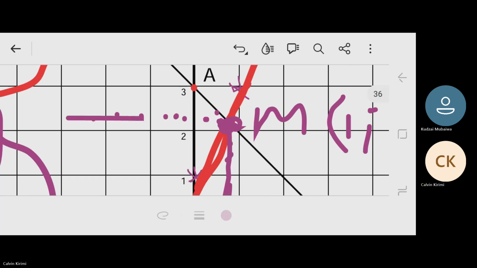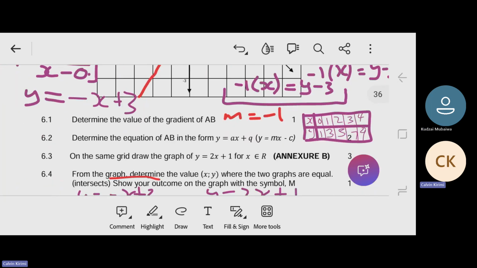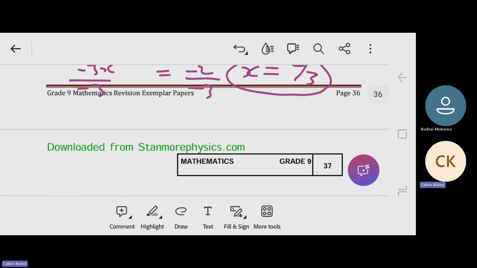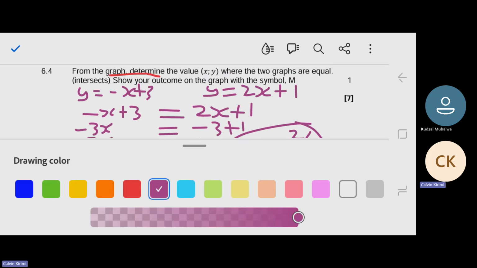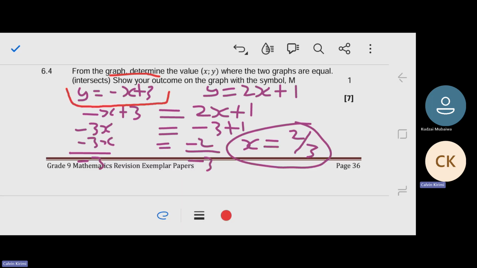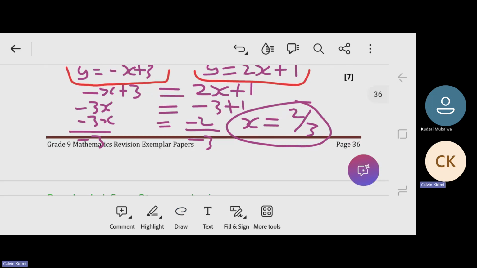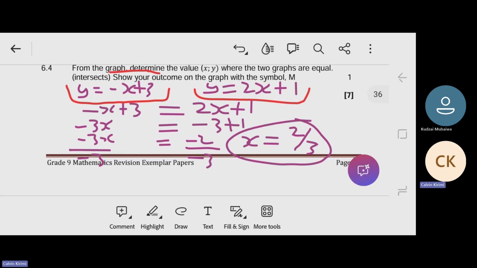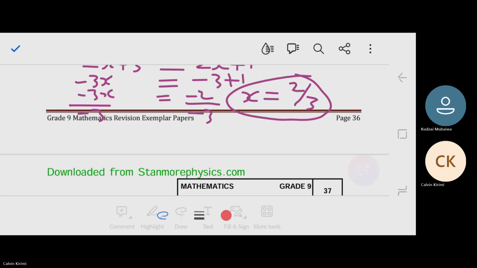So let's check the y value at that point. We are going to replace this 2 over 3 into any of these equations, the first equation or the second equation. It does not matter. You get the same. So let's substitute into the first equation, y is equals to minus x plus 3. So now we want to solve for y.